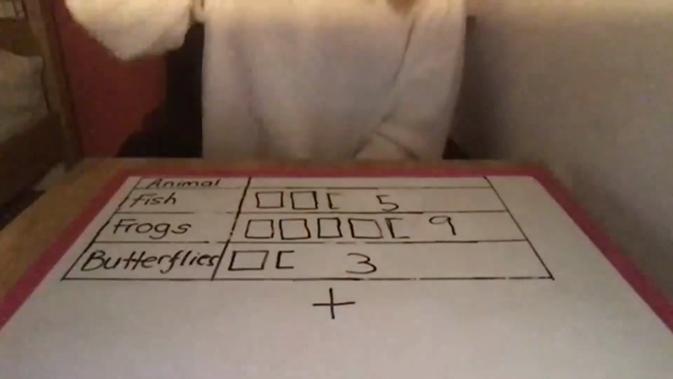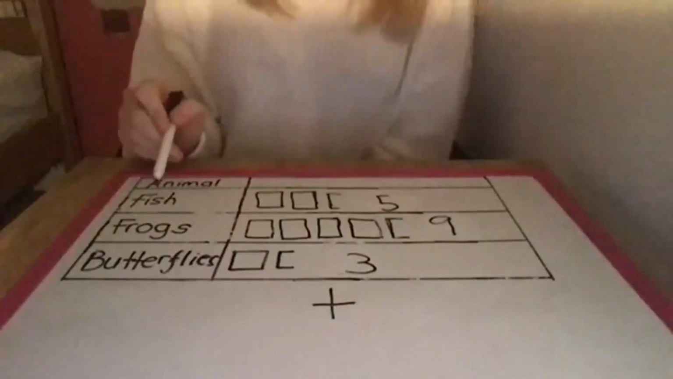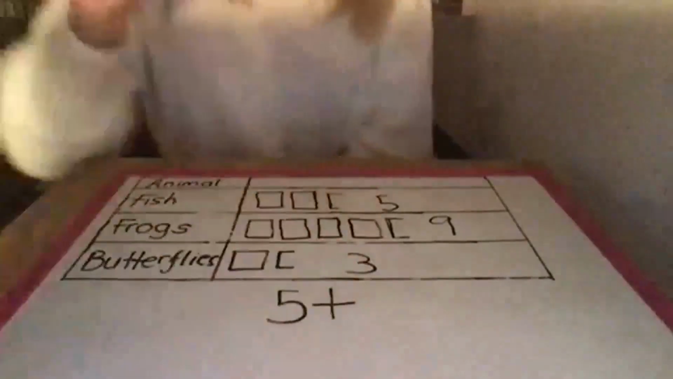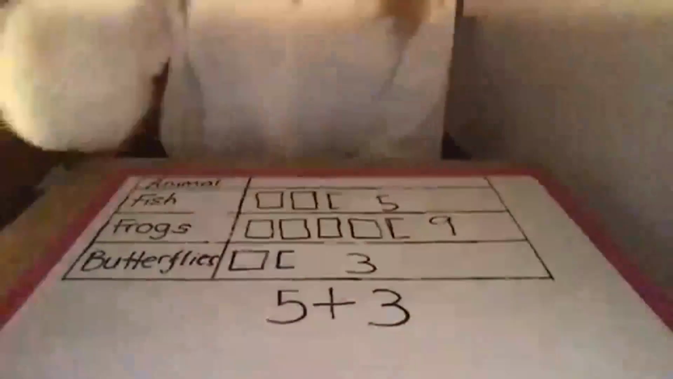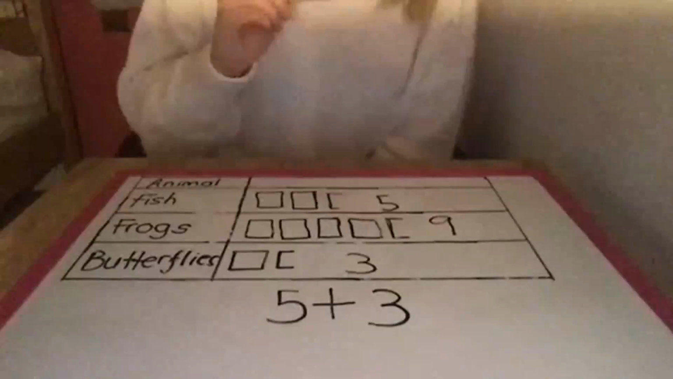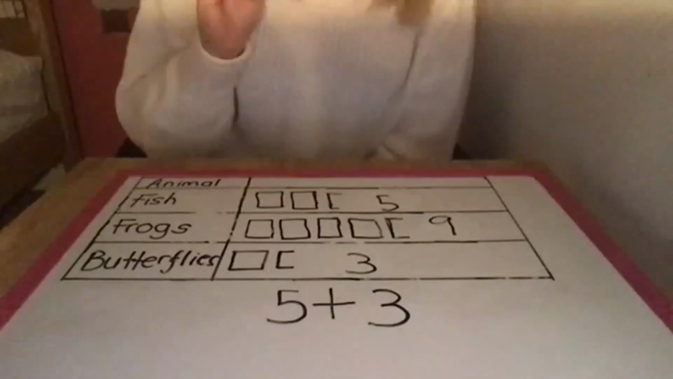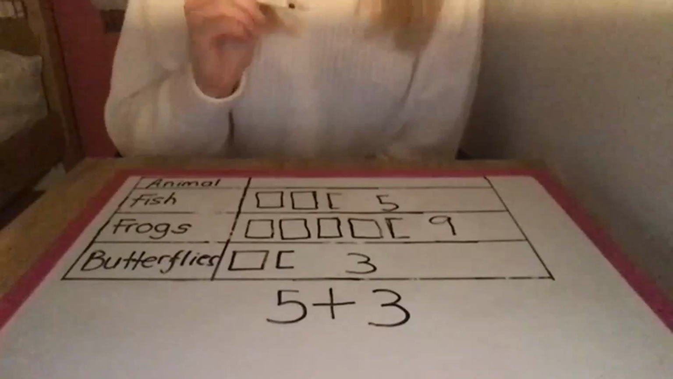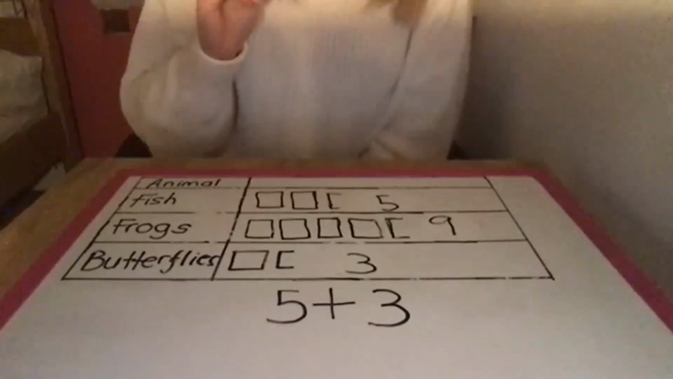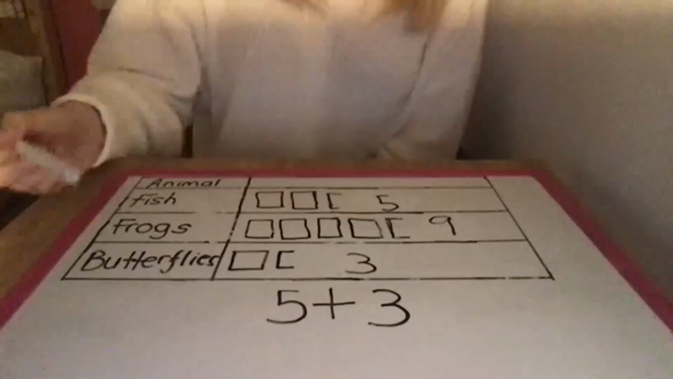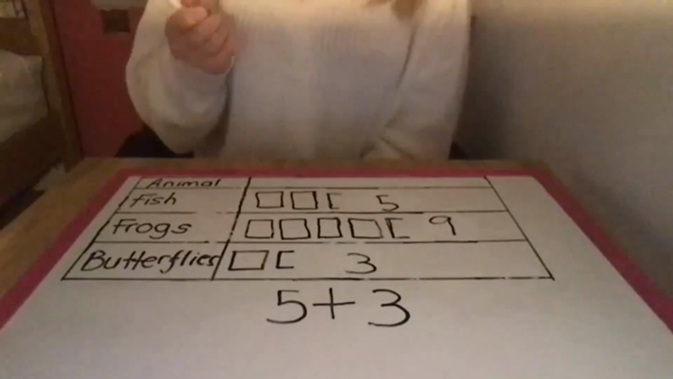And I said I wanted to find the total number of fish and butterflies. So how many fish are there? Well, there are 5 fish and there are 3 butterflies. So I'm going to do the addition number sentence 5 plus 3 to find the total number of fish and butterflies. Now, what's 5 plus 3? We've got 5, 6, 7, 8. So there we go. He saw 8 fish and butterflies all together.